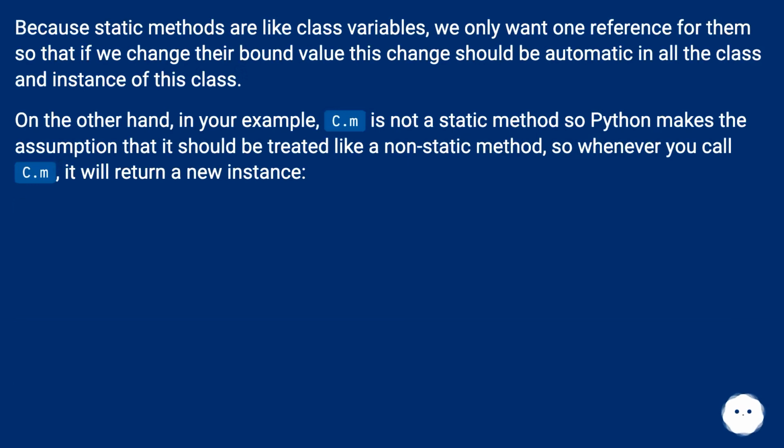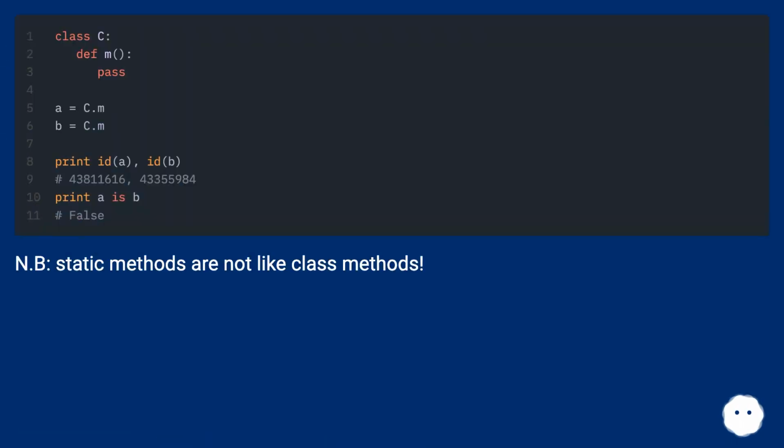Because static methods are like class variables, we only want one reference for them, so that if we change their bound value, this change should be automatic in all the class and instances of this class. On the other hand, in your example, C.M is not a static method, so Python makes the assumption that it should be treated like a non-static method, so whenever you call C.M, it will return a new instance. N.B., static methods are not like class methods.